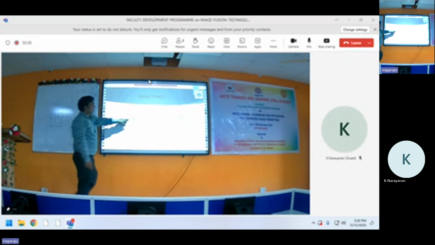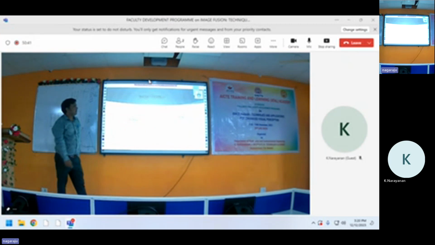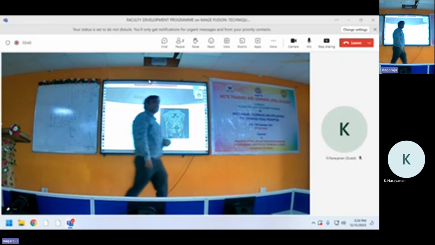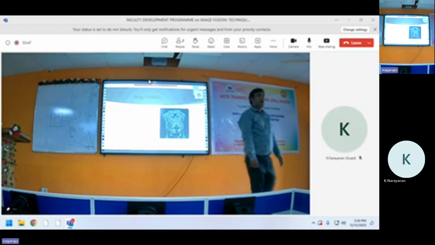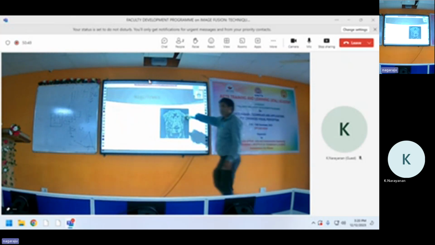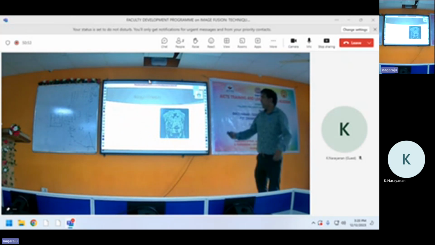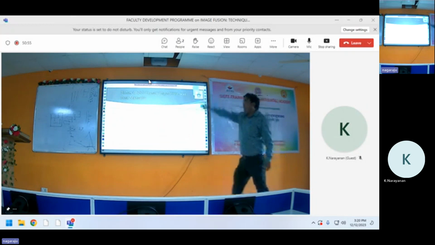Before the convolution, we'll see the features. What features are there? We have this feature. What is this feature? Edge features. So we'll apply edge features, color features, pattern, shapes. These are the features. Next, we'll see the different methods.